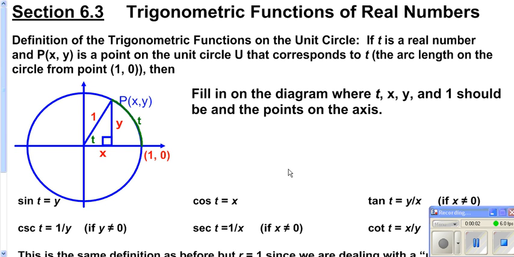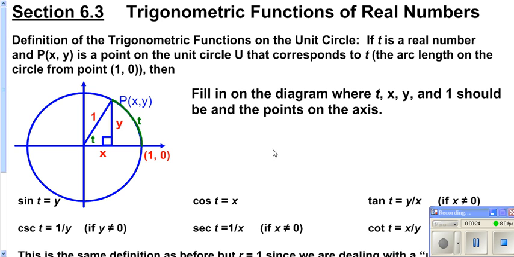We're going to go ahead and take a look at another definition for our trig functions. We've looked at SOHCAHTOA, we've looked at it being any point on our coordinate system, and now we're going to take a look at what happens when it's on a unit circle. A unit circle means your radius is 1, meaning 1 unit.